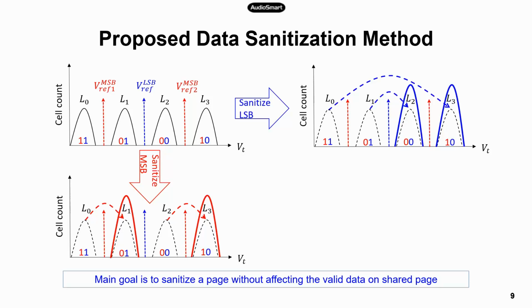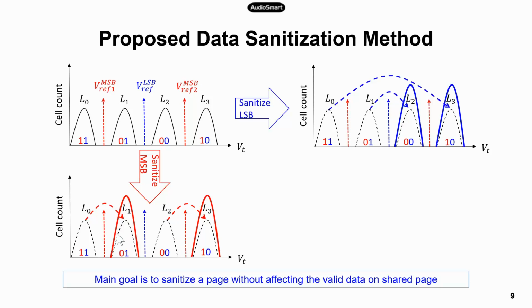MSB sanitization is another option. This one is a little bit tricky because MLC storage uses gray coding, meaning that we cannot move L3 to L2. Because in flash memory, we are only allowed to move the distribution up. To move the distribution down, we have to perform an erase operation, and that will move all L1, L2, and L3 states back to L0. So we don't want that.